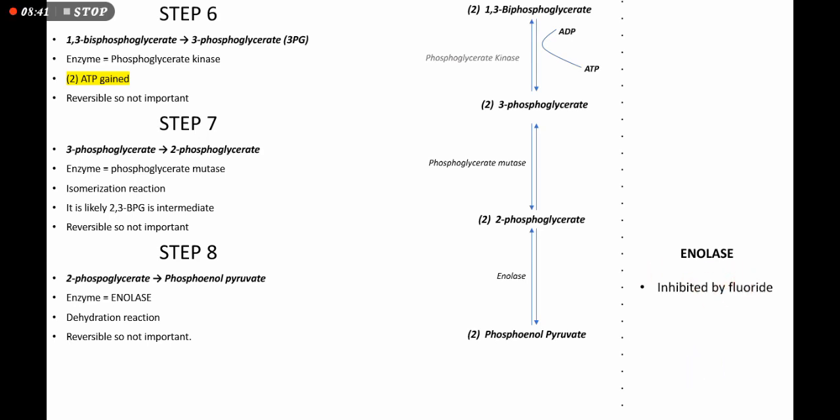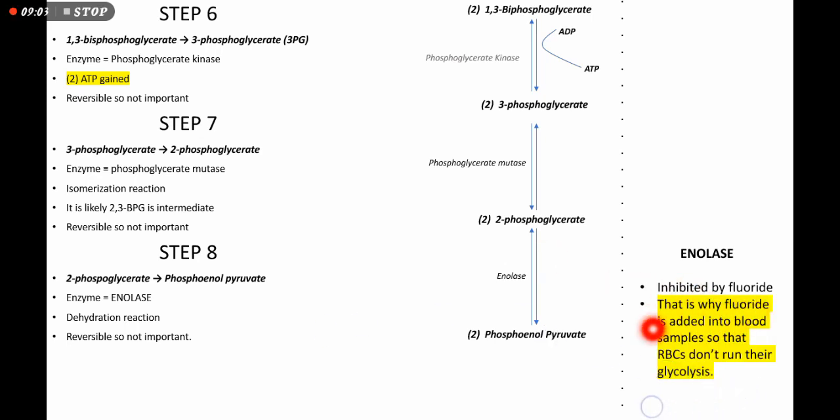Suppose we take a blood sample and we put in some fluoride. What will happen? The RBCs get their energy from glycolysis, right? If enolase is inhibited, how will they get their energy? Glycolysis will not occur. So that is why we add fluoride to blood samples in which we do not want RBCs to run their glycolysis, such as when we take blood samples for glucose concentration, so that the results are not altered.